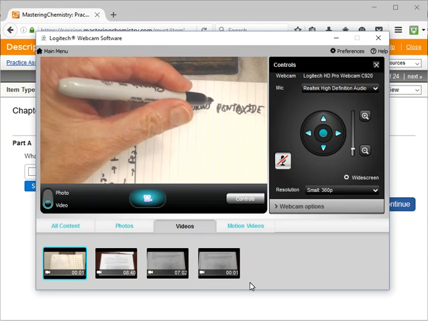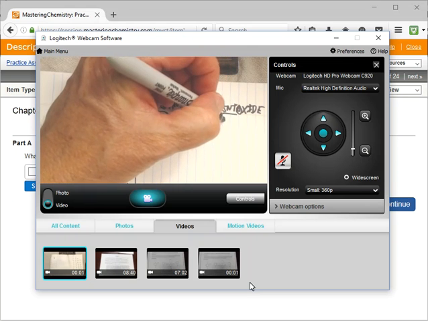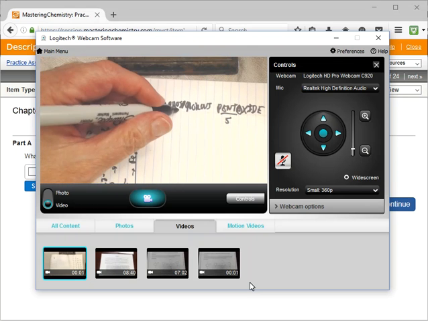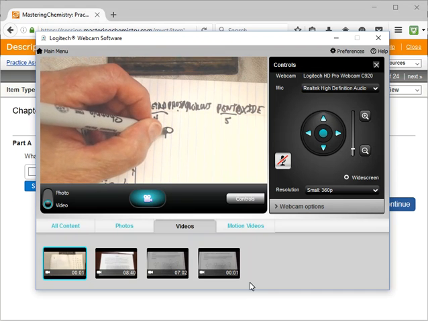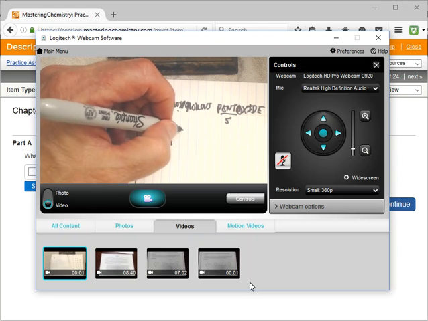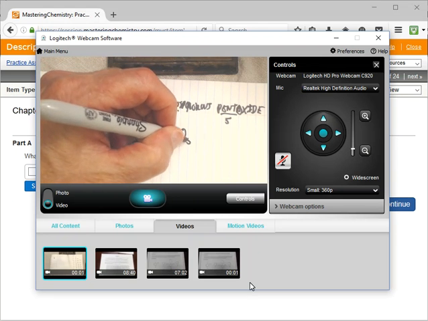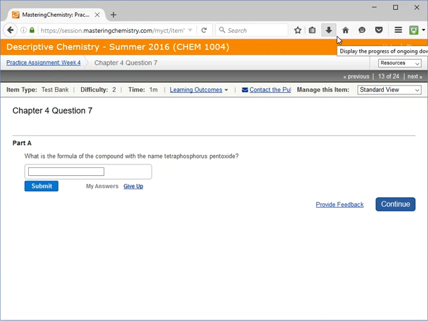So tetraphosphorus pentoxide: tetra means 4 and penta means 5, so that means I have 4 phosphorus and 5 oxygen. So I'll straight away put down the symbol for phosphorus, put down a 4 because I've got 4 of them, put down the symbol for oxygen, put down a 5 because I have 5 of them. There's tetraphosphorus pentoxide, and that's all there is to it. Hopefully that's not too strenuous. You just have to know those prefixes that we work from.